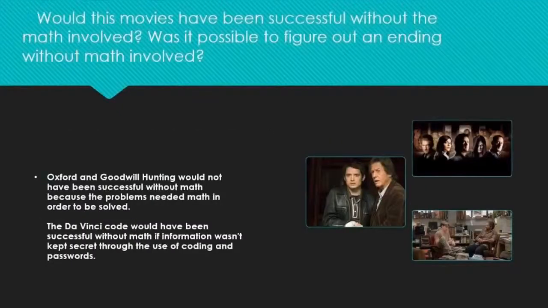Would these movies have been successful without the math involved? Was it possible to figure out an ending without the math involved? Well, in The Axe for Murders and Good Will Hunting, it would definitely not have been successful without math because the problems needed math in order to be solved. The Da Vinci Code, though, would have been successful without the math if the information wasn't kept secret through the use of coding and passwords. Given that math was required as part of the movie plot, I would say it would have been possible without the math involved.